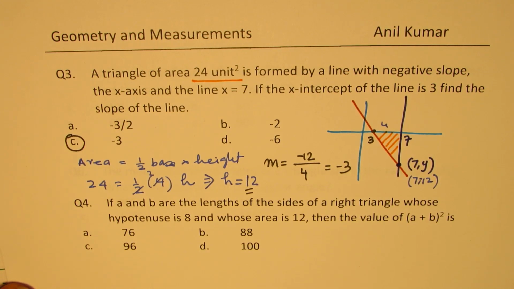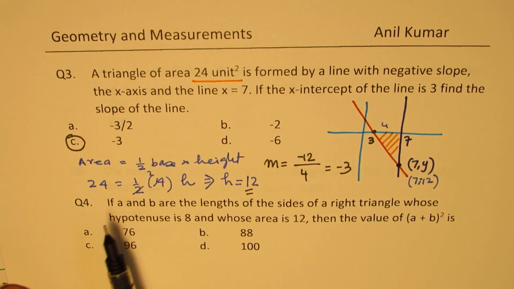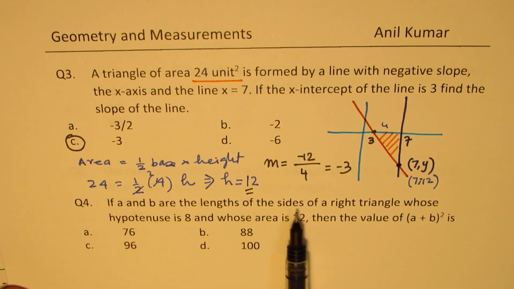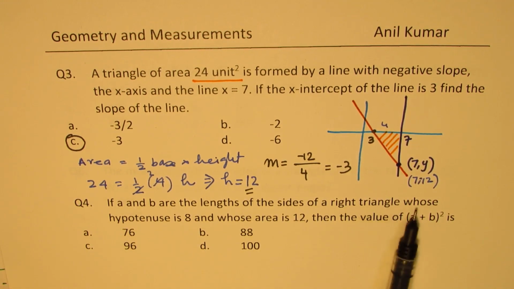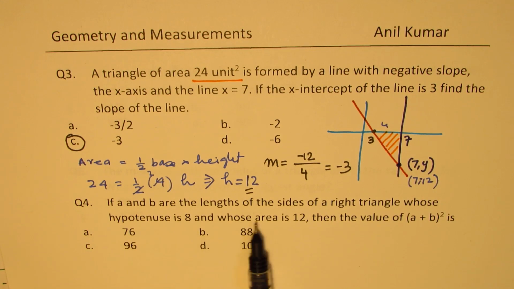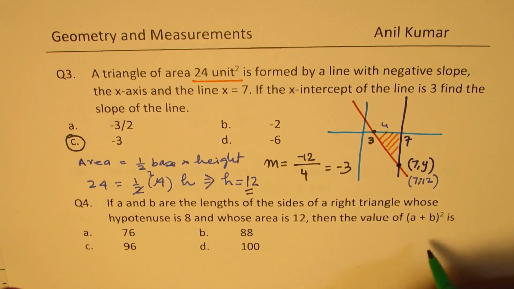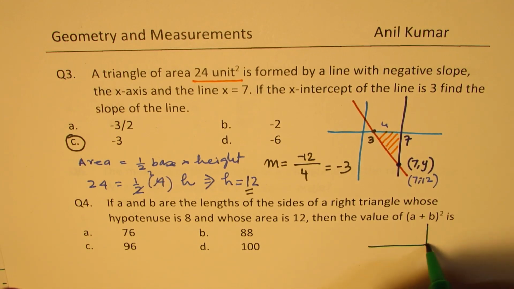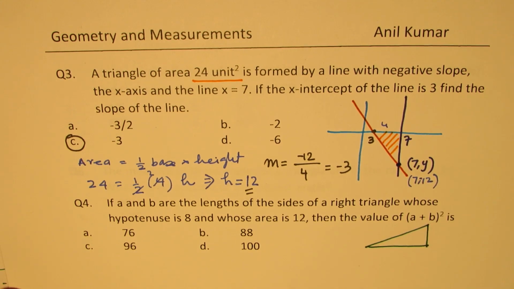It really helps. Question number 4 is: if A and B are the lengths of sides of a right triangle whose hypotenuse is 8 and whose area is 12, then what is (A plus B) whole square? Well, think about it. What we are given now is a right triangle. So let me make a triangle like this, where A and B are two sides, and 8 is the hypotenuse, correct? Now we need to find (A plus B) whole square.